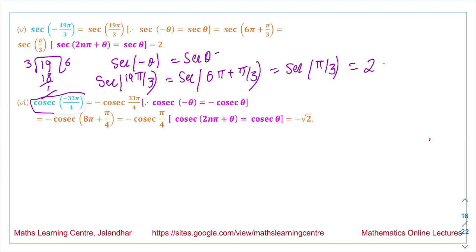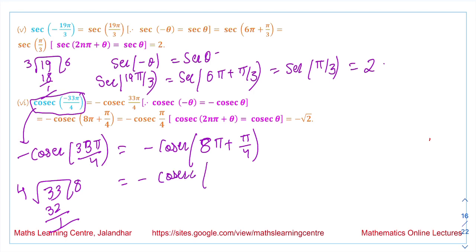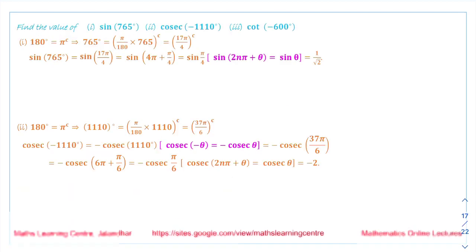Next is cosecant of minus 33 pi by 4, and this value will be equal to minus of cosecant of 33 pi by 4. If we divide 33 by 4, 1 is the remainder, so we get minus cosecant of 8 pi plus pi by 4. This is equal to minus cosecant of pi by 4, and this is equal to minus square root of 2. So these are the values that we obtain corresponding to these questions.